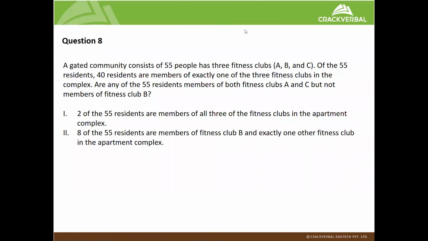All right, you can start typing your answer in the chat window. Last 10 seconds.